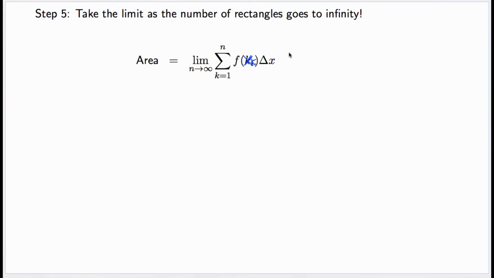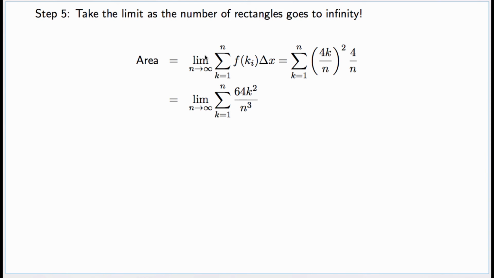So I can plug in, we have that our height was 4k over n quantity squared. Our delta x was 4 over n, and we want to take the limit as n goes to infinity. So this gives us, multiplying out 4k over n quantity squared, that gives us 16k squared over n squared, and then we multiply that by 4 over n, so we get 64k squared over n cubed. Now remember from our summation formulas, 64 over n cubed, that doesn't have any k's in it, so that's just a constant that can come out front, and then we get sum k equals 1 to n of k squared.